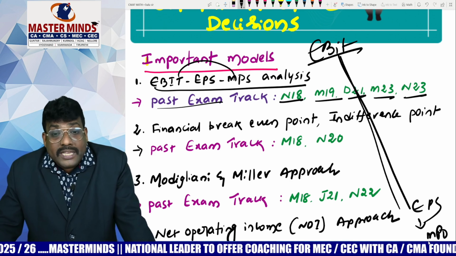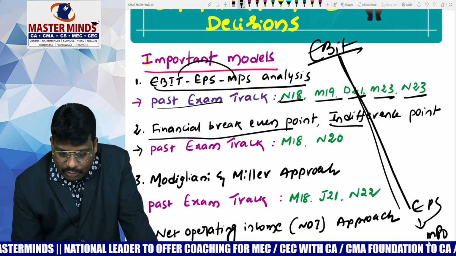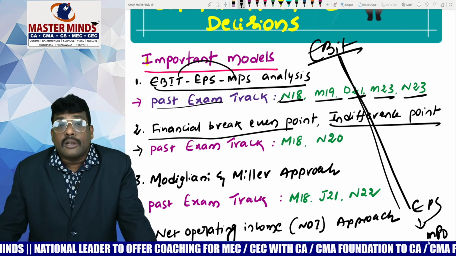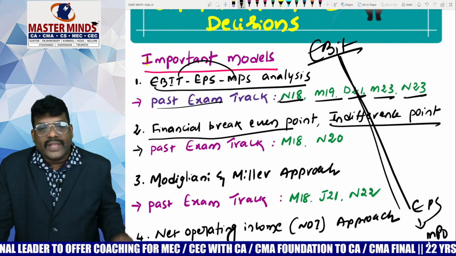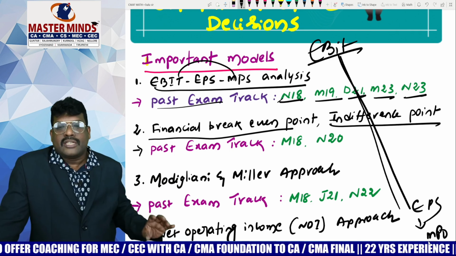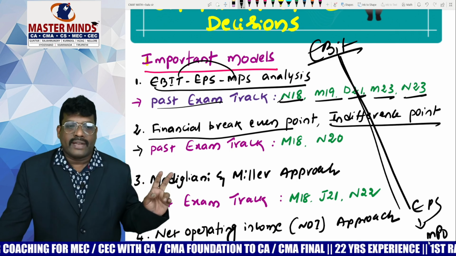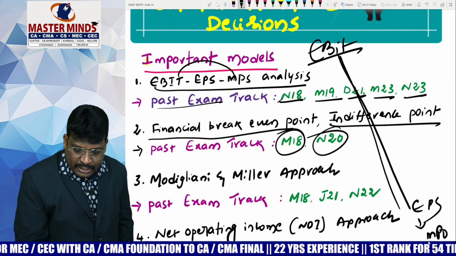So this model plays a very, very important role. Several times this model is asked. Thereafter, financial break-even point and indifference point. Financial break-even point is the level of EBIT at which EPS is 0. Indifference point is the level of EBIT at which EPS remains the same between two financial plans. That is also asked in May 18 and November 20.